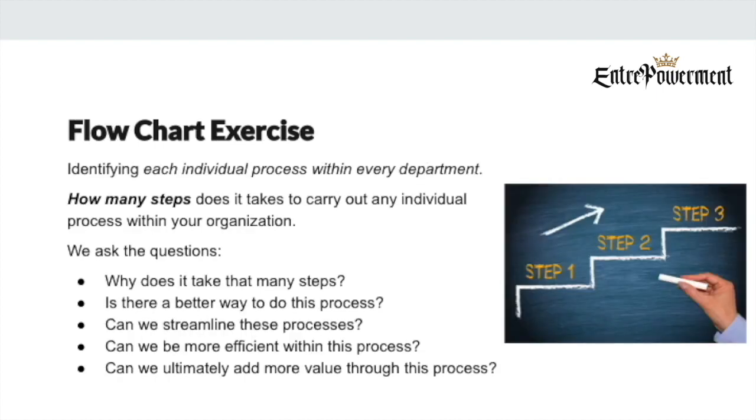Flowchart exercise: identifying each individual process within every department. First, we look at how many steps it takes to carry out any individual process within the organization. And we ask the questions: why does it take this many steps? Is there a better way to do this process? Can we streamline these processes? Can we be more efficient within this process? Can we ultimately add more value through this process?